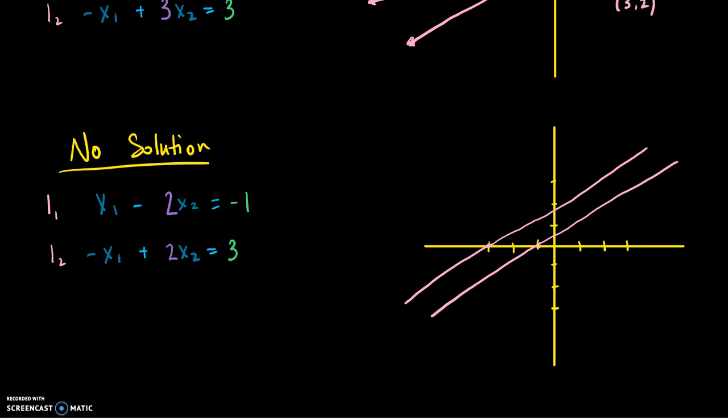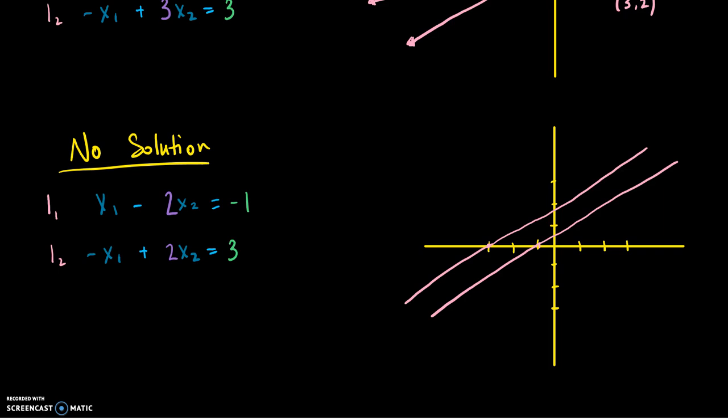There are plenty of points that you can plug in to satisfy this equation, but there is not a point that you can plug into both of them to satisfy both of them at the same time. So keep that in mind. And what that looks like graphically is just parallel lines, okay?